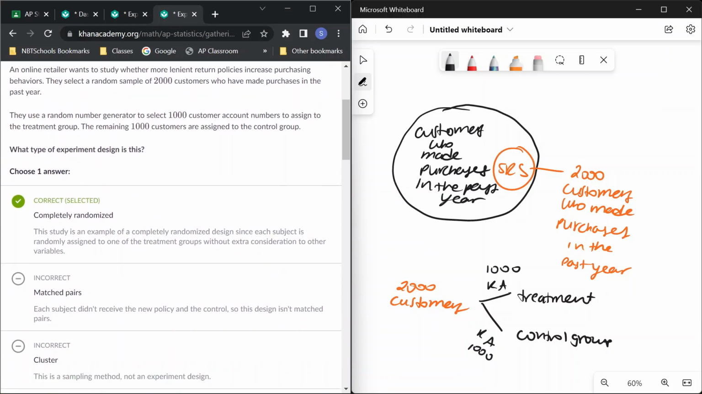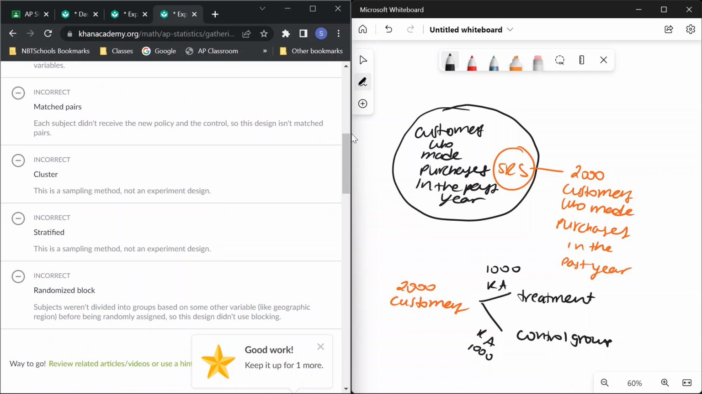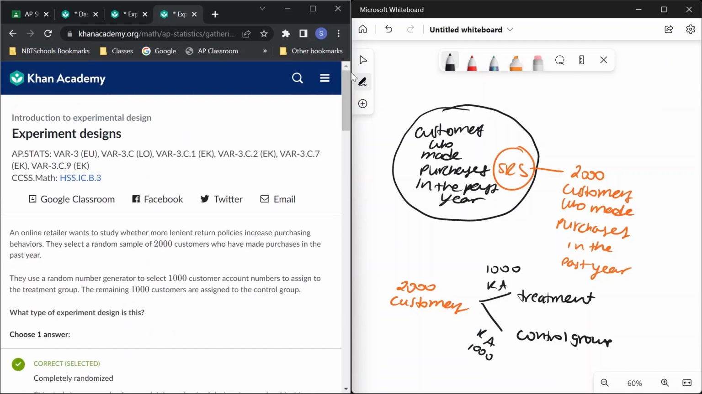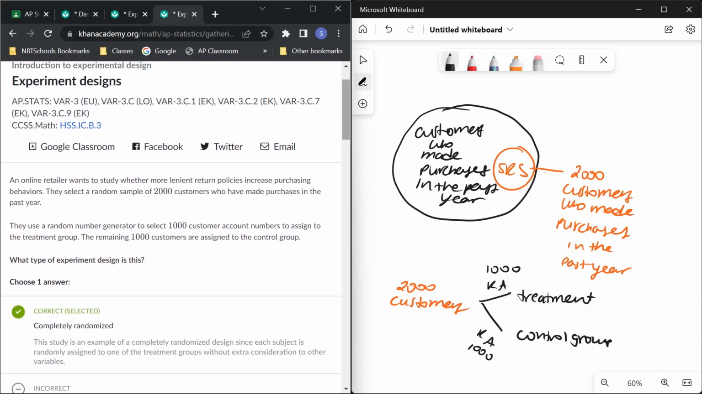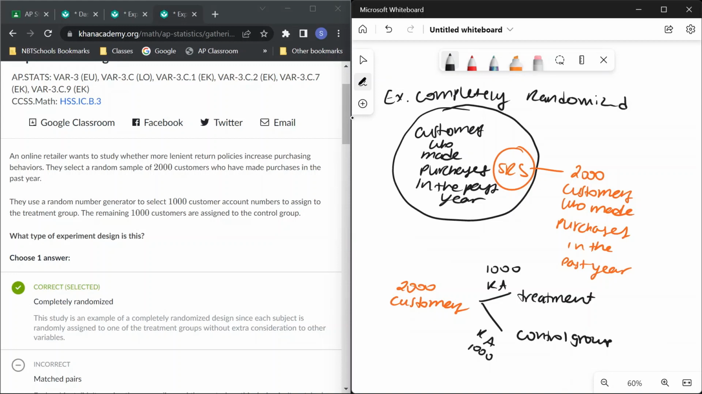What would make it matched pairs is if each subject received the new policy and the control. And what would make it randomized block is if subjects were divided into groups based on some other variable. So this is another example of completely randomized. Okay, moving on.